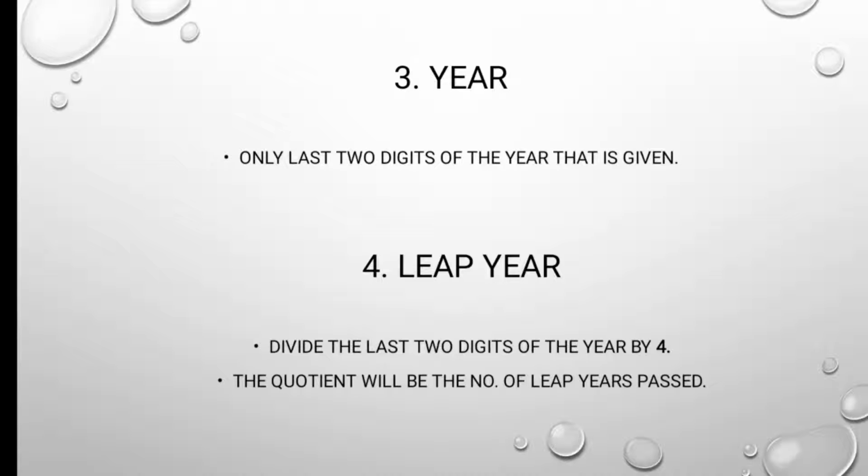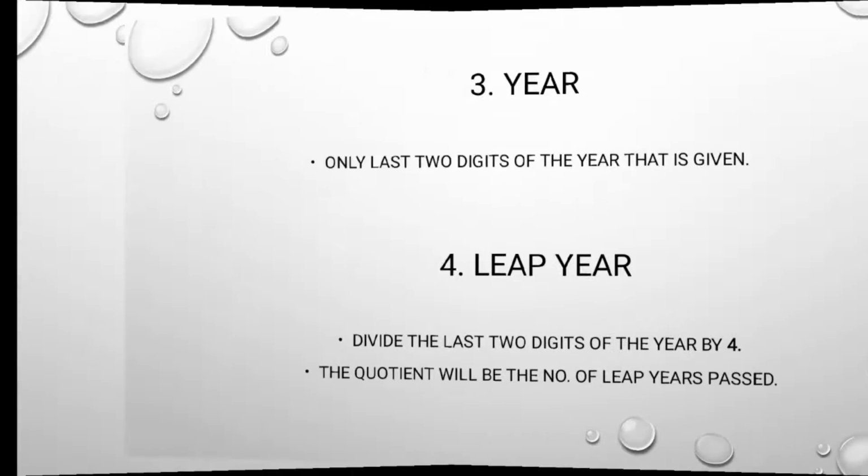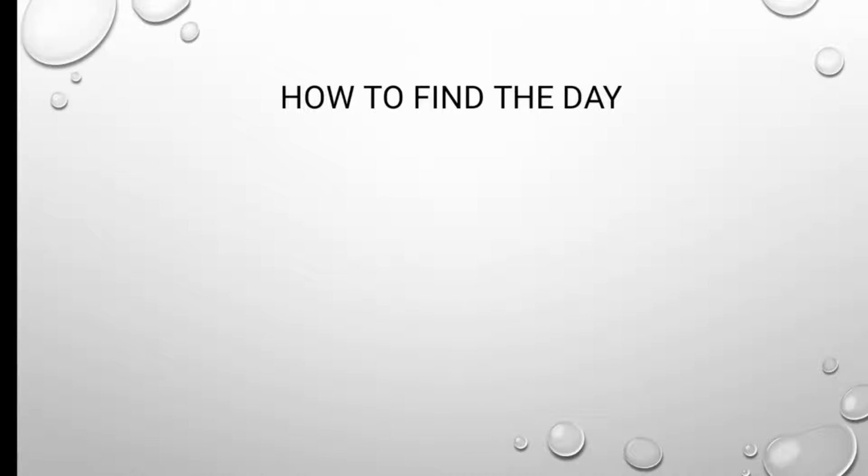For example, if the year is 2021, when you divide the last two digits, that is 21, by 4, you will get 5 as quotient and 1 as remainder. Forget the remainder. The quotient was 5, so that will be the number of leap years till then. Now let us take an example. Before that, how to connect the remainder with the days.